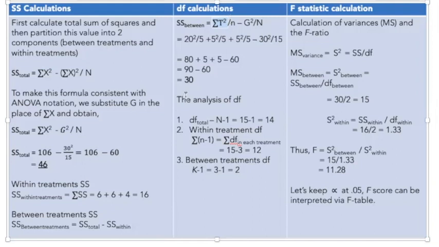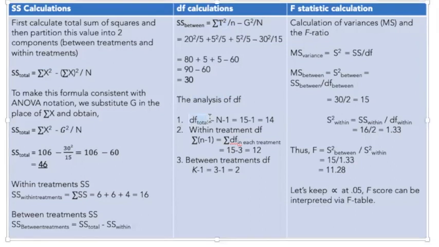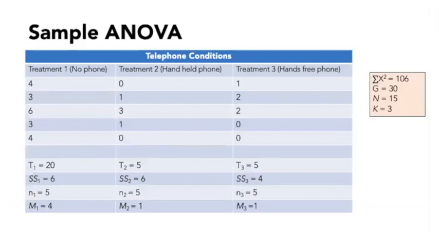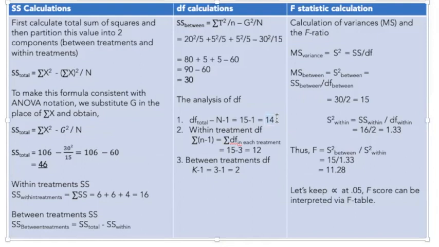Now then, we'll start with the analysis for degrees of freedom. Now here's what we try to do. Once again, you have to come up with the degrees of freedom total, that is N minus 1. Capital N minus 1, capital N is 15, the total number of cases in the study. 15 minus 1, that is 14. And then you have within treatments degrees of freedom, that is sigma n minus 1.